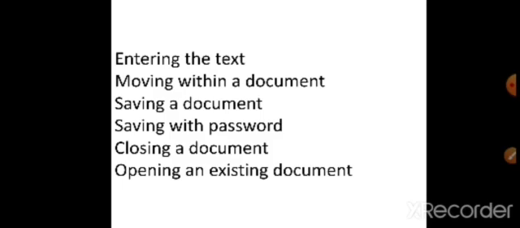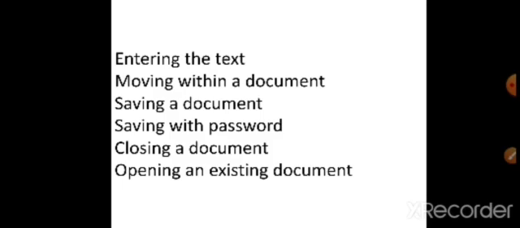First, right arrow moves one character right. Left arrow moves one character left. Up arrow moves one line up. Down arrow moves one line down. Control plus right arrow moves one word right. Control plus left arrow moves one word left. Control plus up arrow moves one paragraph up. And control plus down arrow moves one paragraph down.